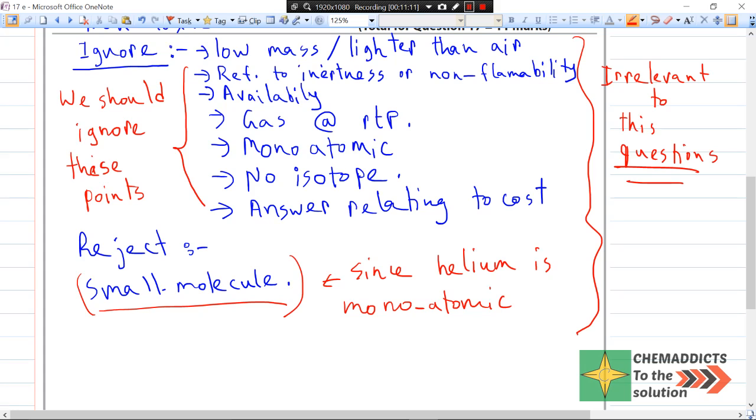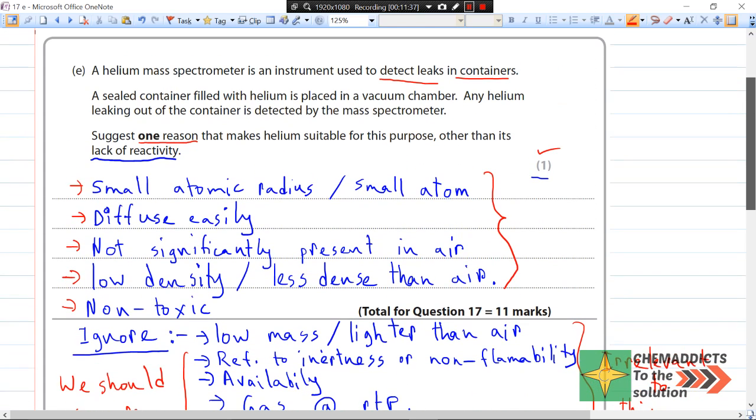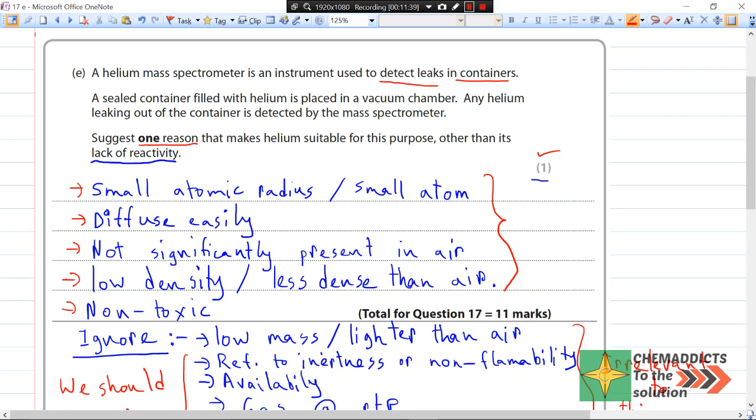So here, as told before, these are irrelevant points. These are irrelevant to this question. So we should avoid writing these points. So the actual answers are here. These are the actual answers.